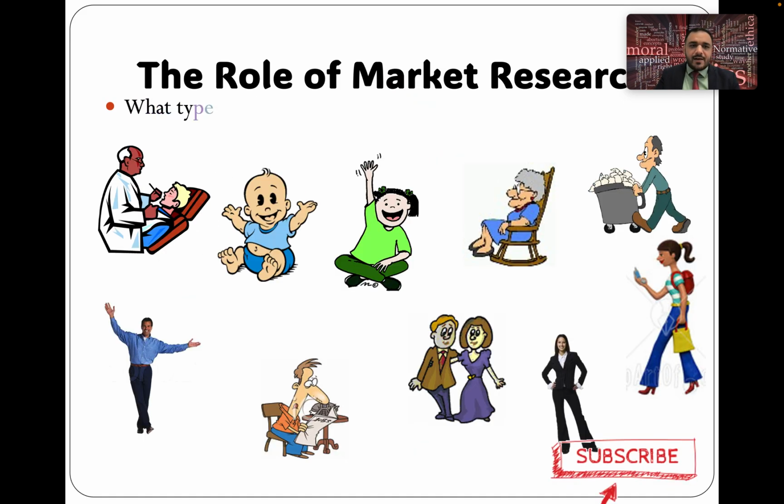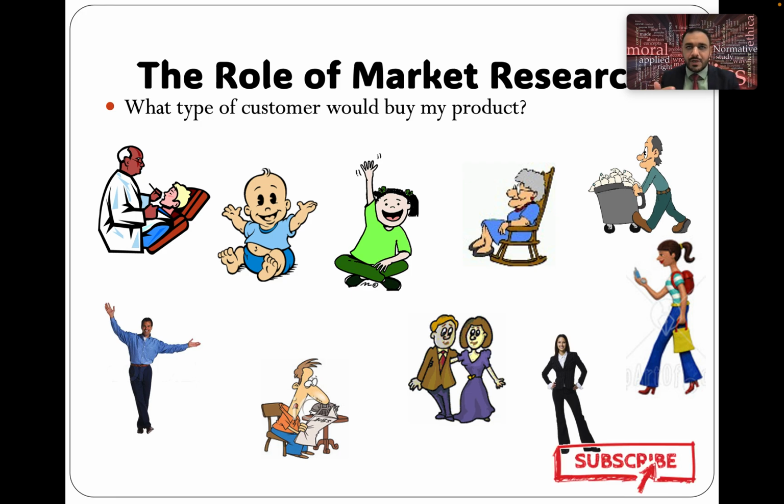After that, we have what type of customers would buy my product. For example, if you make a toy, you have a specific group of people, kids, who will buy your product. Old people, adults, teenagers, they will not buy it. So first of all, you need to do market research on what I'm going to produce, who will buy my product, and what kind of customers I will have.